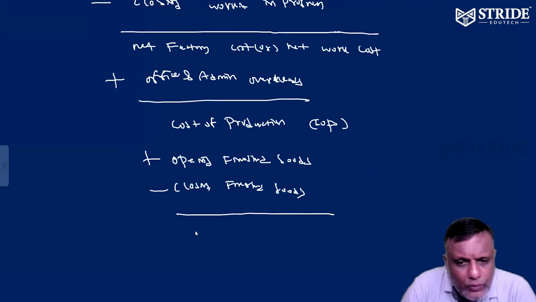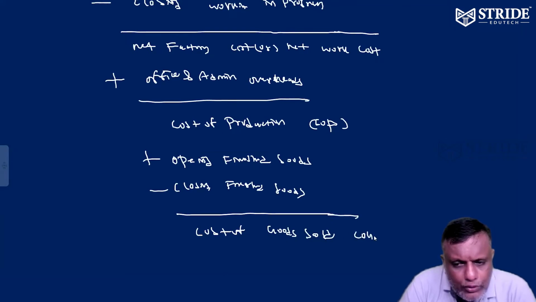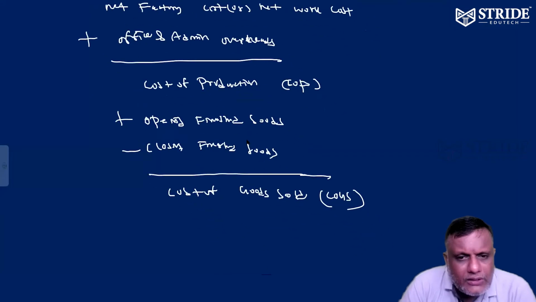So you'll be getting cost of goods sold. The term in costing terminology is called cost of goods sold, COGS. Cost of production plus opening finished goods minus closing finished goods is equal to cost of goods sold, COGS.